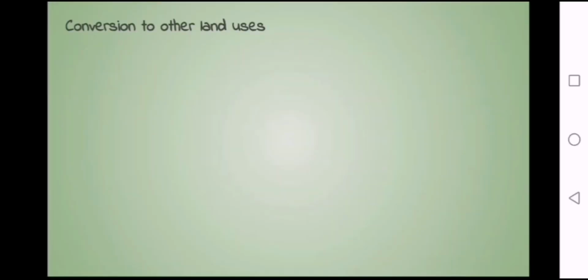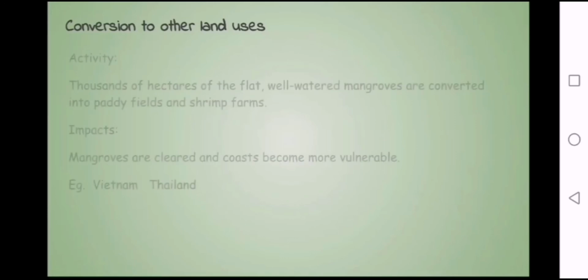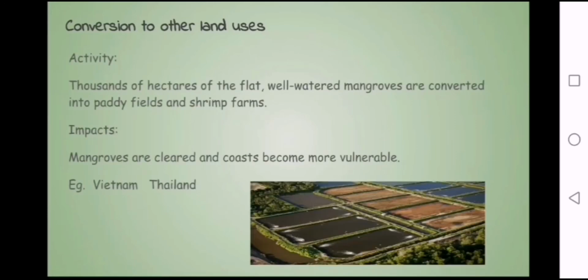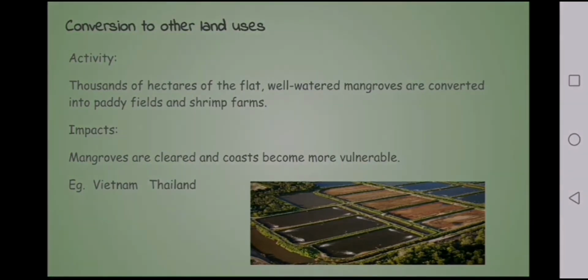Next is conversion to other land uses. Thousands of hectares of the flat, well-watered mangroves are converted into paddy fields and shrimp farms. The impacts are that mangroves are cleared and coasts become more vulnerable, like Vietnam and Thailand.